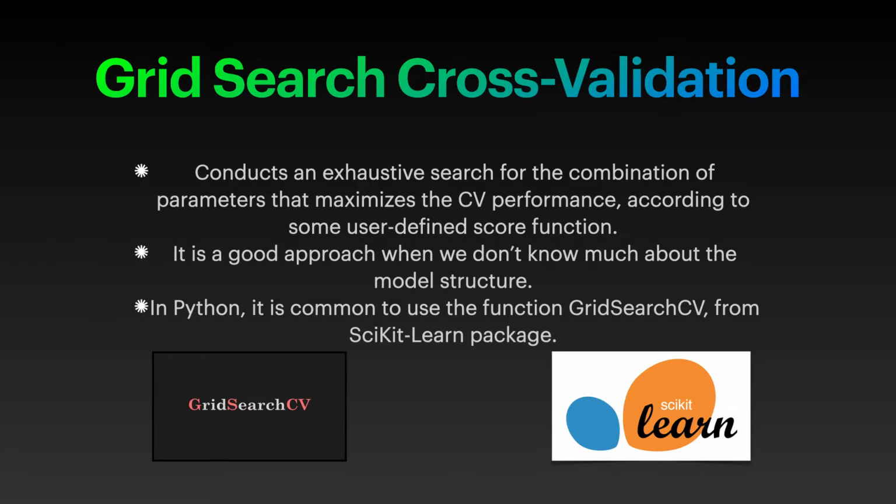Grid search cross-validation. This can be a first reasonable approach when we don't know many things about the structure of the data. Grid search conducts an exhaustive search for the combination of parameters that maximizes the CV performance according to some user-defined score function.